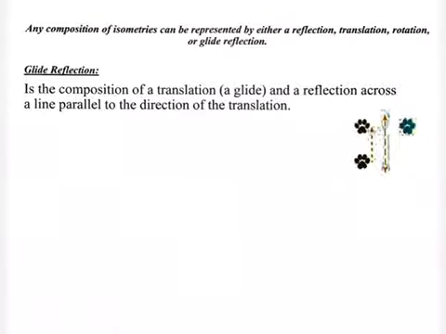A glide reflection is a composition of a translation and a reflection across a line parallel to the direction of the translation. Normally you'll see a glide reflection where you translate and then you reflect across the parallel line, but this isn't always true in some of our examples. Sometimes our translations take us diagonally and we reflect over a line after that, but that's okay.